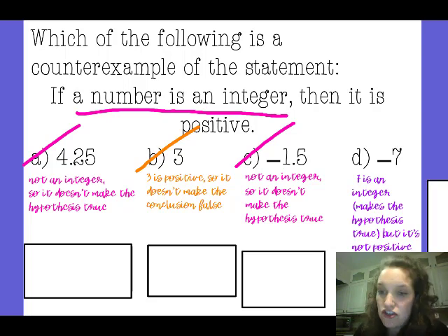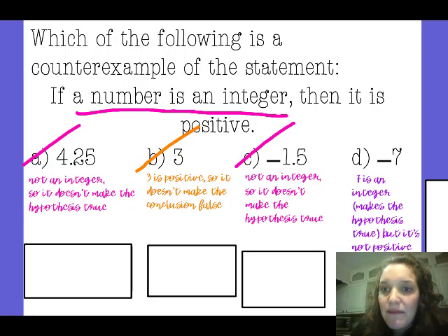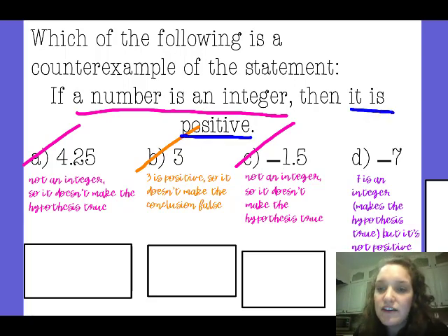Negative 7 is an integer, so that's making the hypothesis true, but it's not positive, so it's making the conclusion, remember the part that comes after the word then, makes the conclusion, is positive, false. So D, negative 7, is our counterexample.